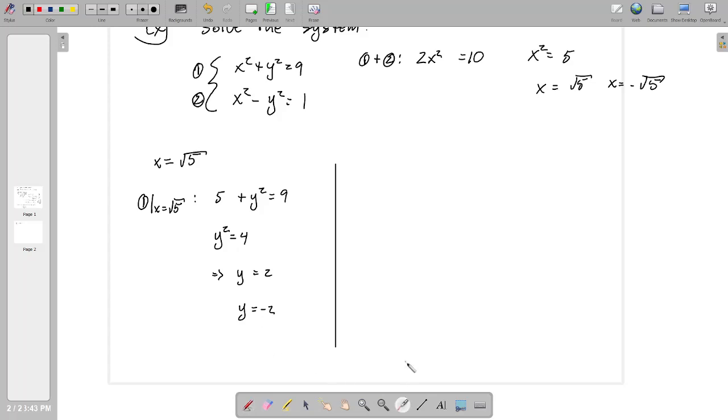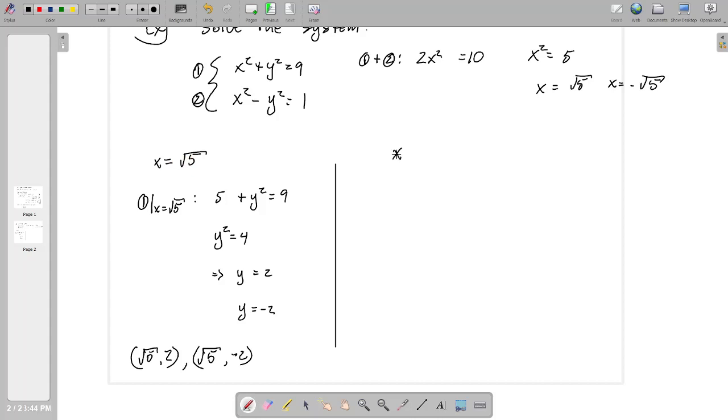So notice here, when x is equal to the square root of 5, we have two possible y values. So we can have the point either square root 5, 2, or square root 5, negative 2. These are both solutions when x is equal to the square root of 5.